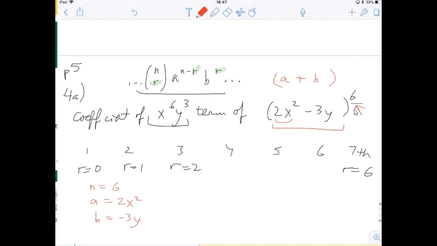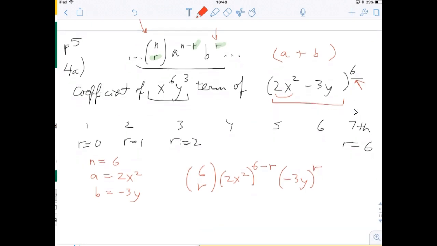Okay, so now let's fill in our general term formula, which is this. So we're going to put 6 chooses r, because we don't know what r is. Instead of a, we're going to put 2x squared in parentheses, because whenever we substitute in for a and b, we need to put parentheses. And then instead of n, we're going to put 6, and then we're going to put minus r. We need to leave r because we don't know what r is. For b, we're going to put parentheses, and we're going to put negative 3y, and we're going to put to the power of r, like it says here. And we don't know what r is, so we have to leave r.